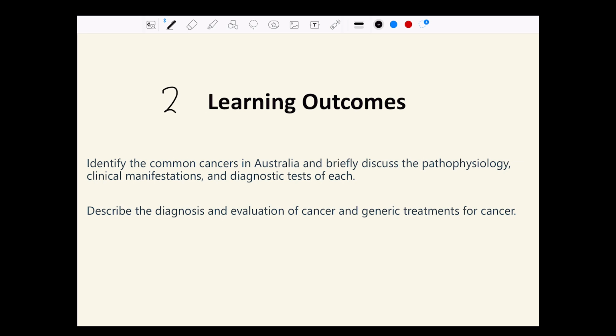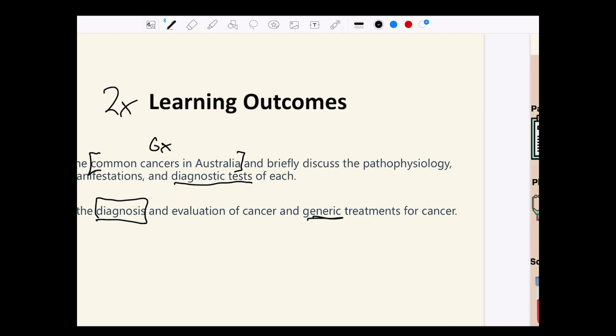There are two learning outcomes that we're going to address for this video. The first one is to look at the common cancers within Australia. There are 6 that we're going to look at, and just to be aware of the main diagnostic tests and investigations that are used in those cancers. And then we're going to go more generically for cancers in general and see how cancers can be generally diagnosed and their approach for diagnostic investigation.